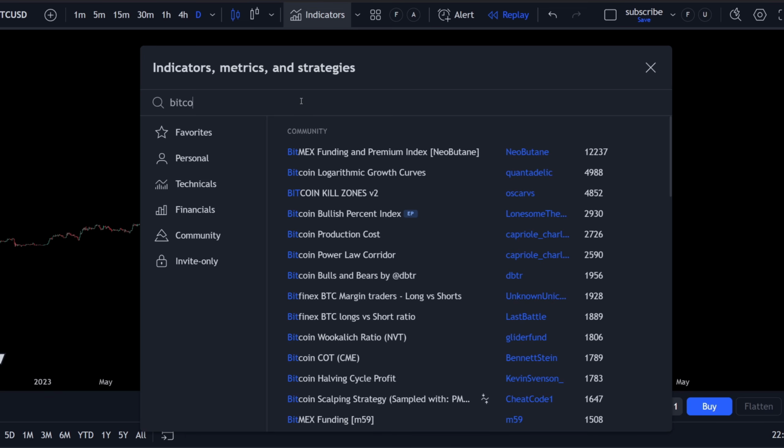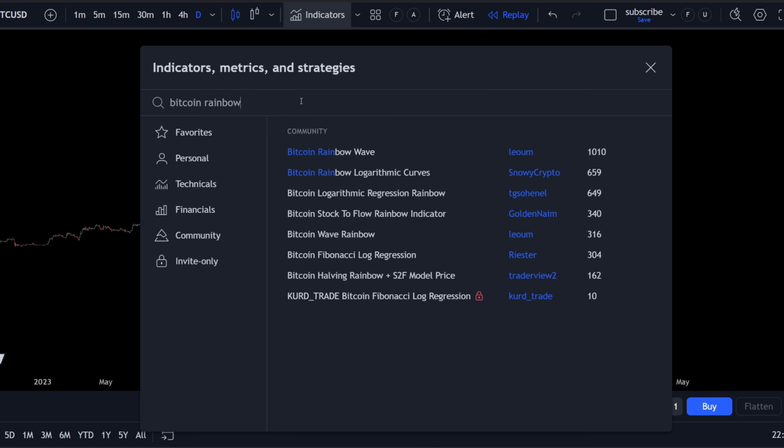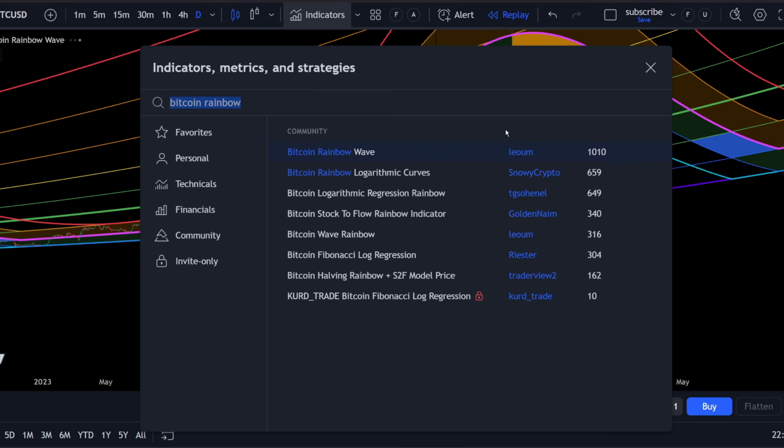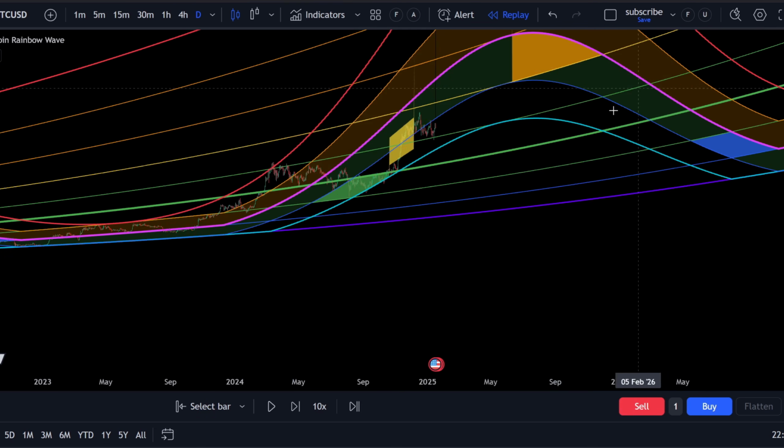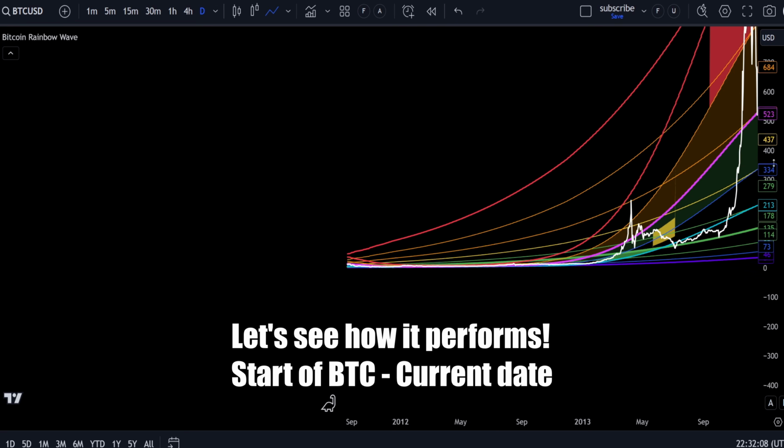On TradingView, the best version of it that I found is this one by Lium. Go to the Bitcoin daily chart and you'll be able to see a similar cycle pattern.